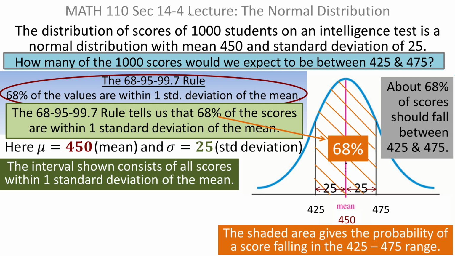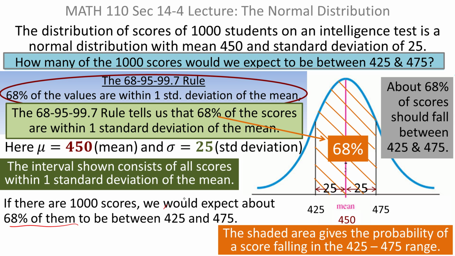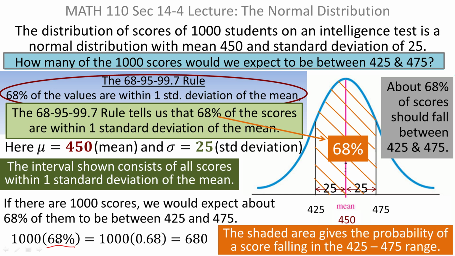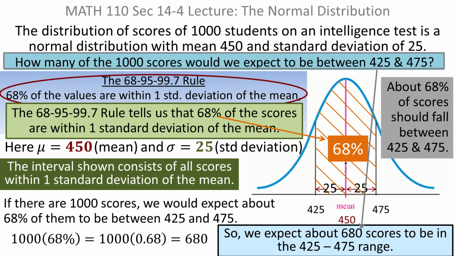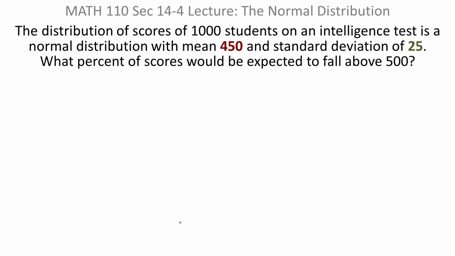Once you've done the percent part, this part is really easy because you already know that 68% of those scores are going to lie in that interval. So all you have to do is take 68% of however many student scores there are. If there are 1,000, you use 1,000. If there are 632, you'd use 632. In this case, there are 1,000 student scores, so I'll take 68% of 1,000. 68% is 0.68. 0.68 times 1,000 is 680. So to answer the second question, we would expect about 680 of those 1,000 student scores to be in that 425 to 475 range.